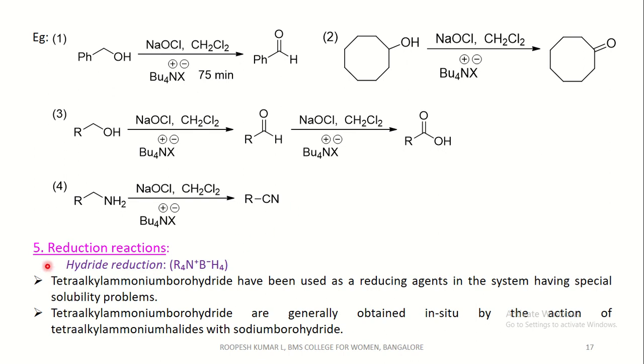Reduction reactions using PTC. Hydride reduction, that is, tetraalkyl ammonium borohydride. Tetraalkyl ammonium borohydrides have been used as reducing agents in systems having special solubility problems. Tetraalkyl ammonium borohydrides are generally obtained in situ by the action of tetraalkyl ammonium halides with sodium borohydride.